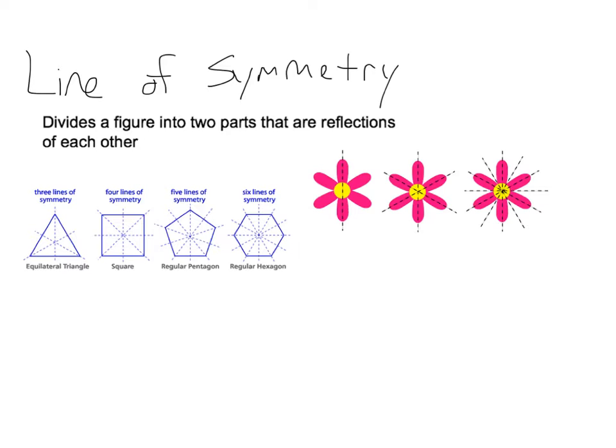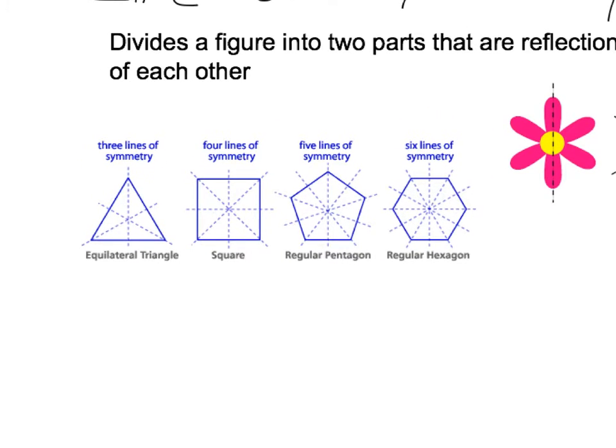What is line symmetry? Well, line symmetry simply divides a figure into two parts that are reflections of each other. Looking here, we can see that an equilateral triangle has three lines of symmetry. If we cut it there, we could fold this piece over onto this piece and it would be equal. A square has 4, a pentagon has 5, and a hexagon has 6. Maybe a little pattern there.